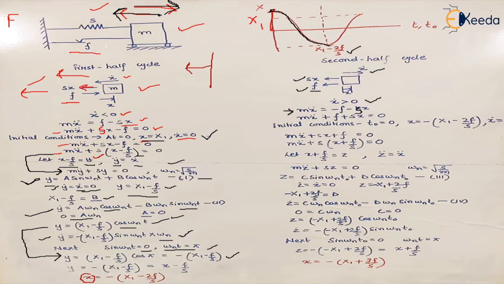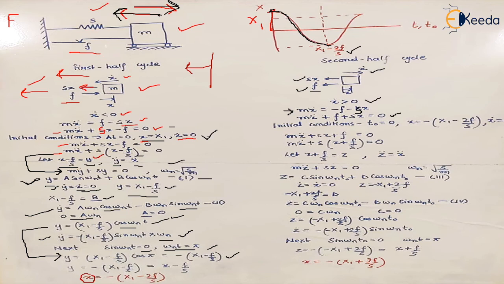So if we take these factors, it becomes this equation, which is m x double dot plus f plus s x is equal to 0. And if you compare with the earlier equation, the equation remains the same, only what changes is the direction of friction, because the direction of motion of the body has also changed.